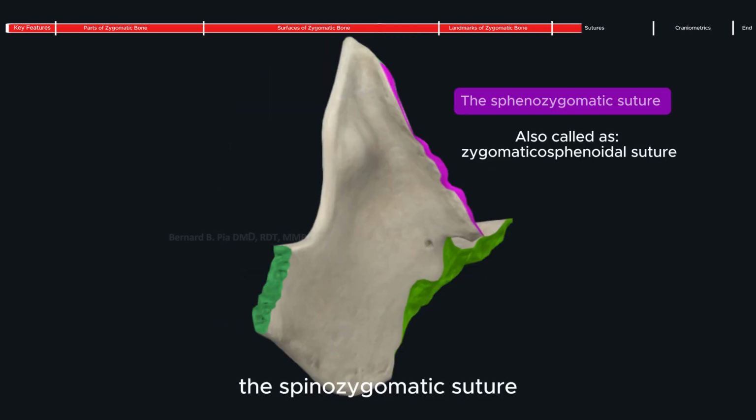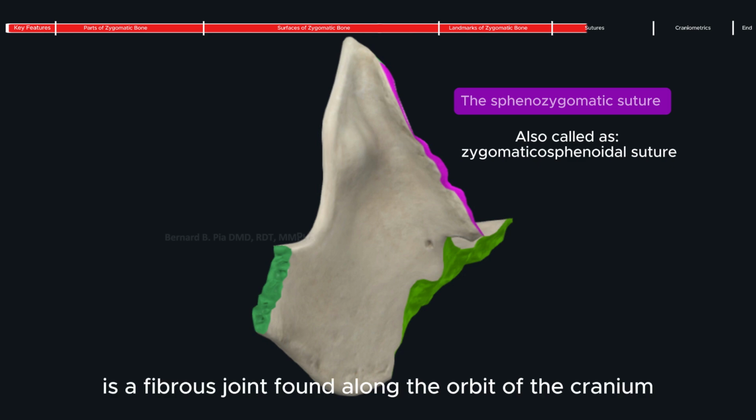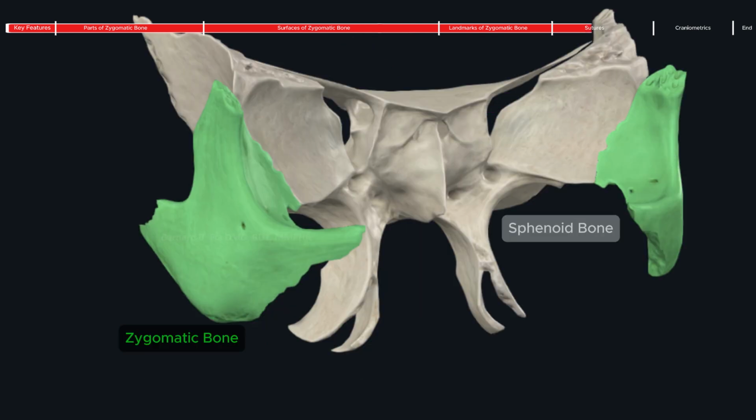2. The sphenozygomatic suture, or zygomaticosphenoidal suture, is a fibrous joint found along the orbit of the cranium. It is the articulation site located between the zygomatic margin of the greater wing of sphenoid bone and the frontal process of the zygomatic bone.